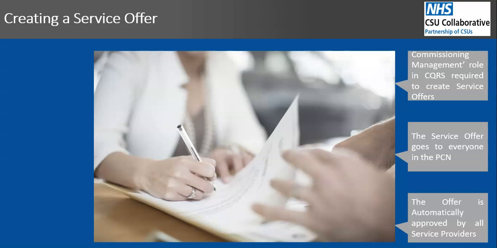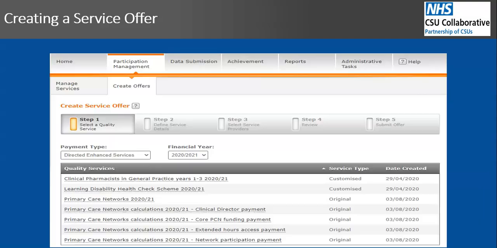Let's begin by creating an offer of a quality service for our primary care network. From the Participation Management tab and Create Offers sub-tab, you can select the quality service by clicking on the drop-down arrow under the Payment Type menu. Select the Direct Enhanced Service, and after making your selection, the quality services appear below.